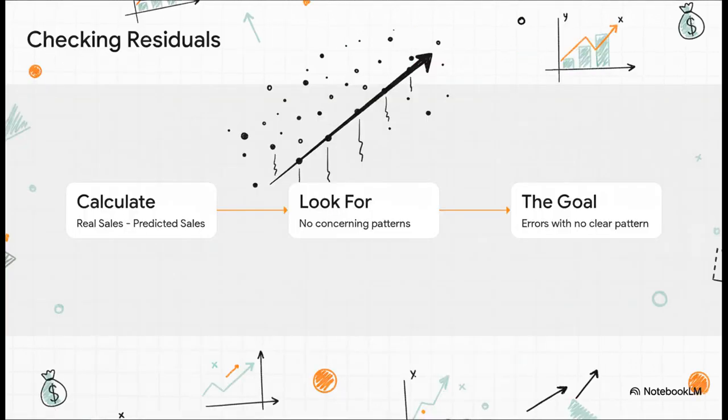So what you do is you calculate these little errors for every single month, and what you're hoping to find is basically a random mess. Seriously, you want the errors to be totally scattered and unpredictable. Because if you see a clear pattern, like the errors are all forming a curve or something, that's a huge red flag. It means our simple straight line isn't telling the whole story.